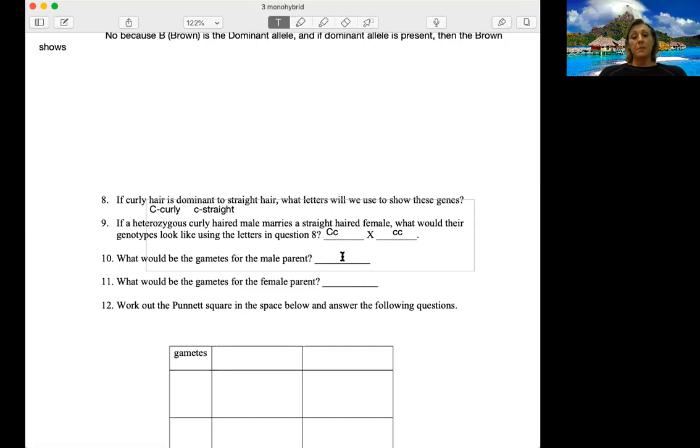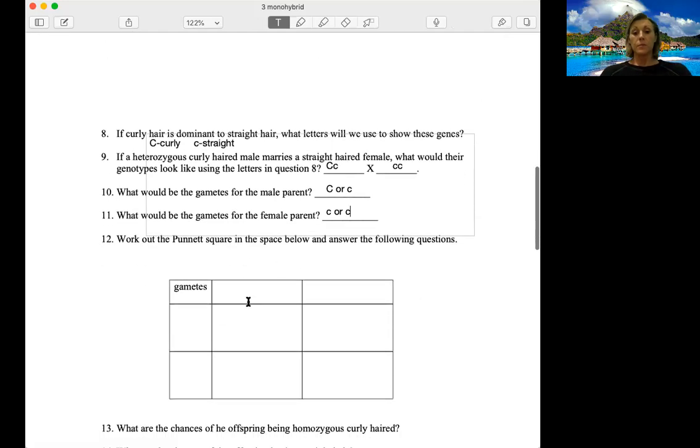What would the gametes be for the male parent? He could give his big C or his little c. The female could only give her little c or her little c.